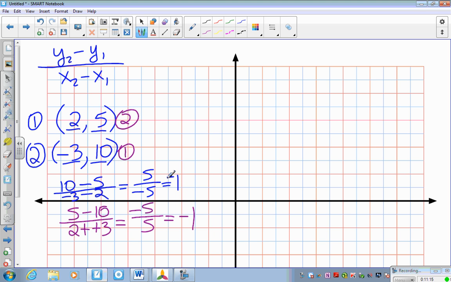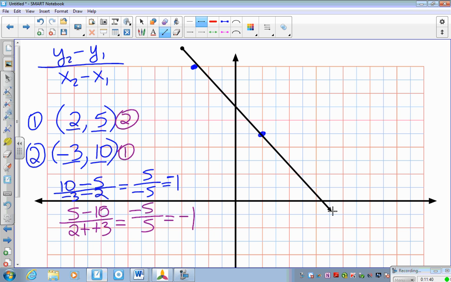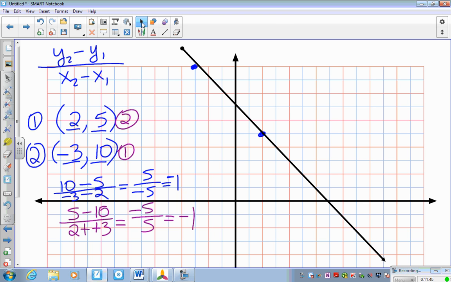But now let's actually see this on a graph. So this is to justify that negative goes down. So 2, 5, go right 2, up 5. There's that point. Negative 3, 10. Go to the left 3, up 10, I'm counting the red lines, 2, 4, 6, 8, 10. If I connect those with a ruler, okay, there are my points.